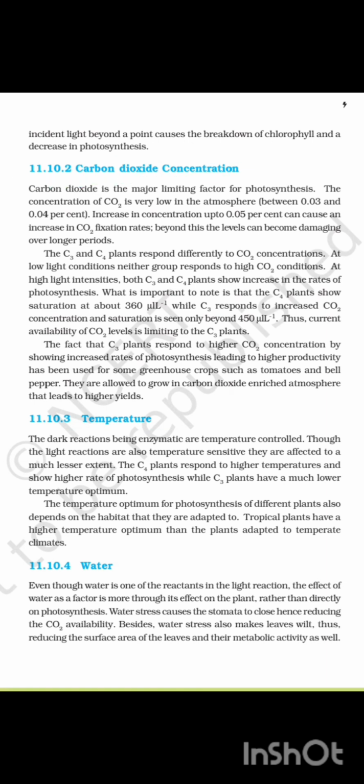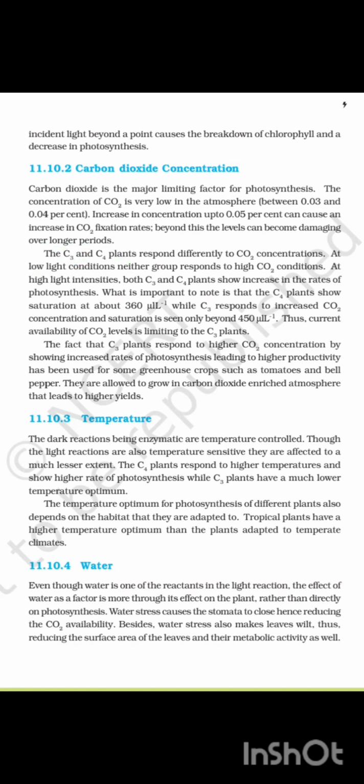11.10.2 Carbon dioxide concentration. Carbon dioxide is the major limiting factor for photosynthesis. The concentration of carbon dioxide in the atmosphere is very low, between 0.03 and 0.04%. Increase in the concentration up to 0.05% can cause an increase in the carbon dioxide fixation rates. Beyond this, the level can become damaging over a longer period.